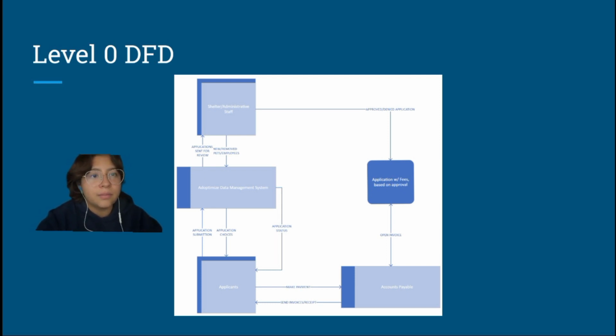From there, our shelter and administrative staff, they can approve or deny the applications, which will go down to create an application fee, and that will go, based on approval, down to our accounts payable external entity, and then from there they will send the invoices and receipts to the applicants, and the applicants will make payment.